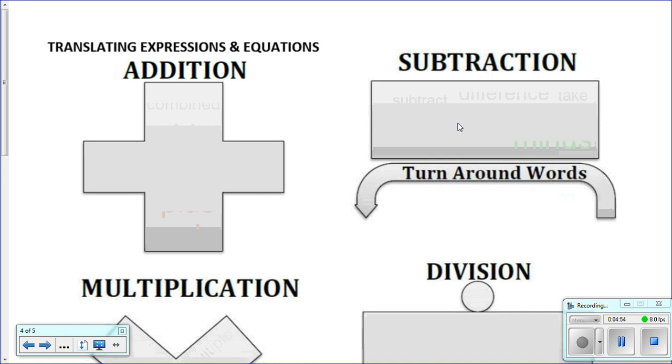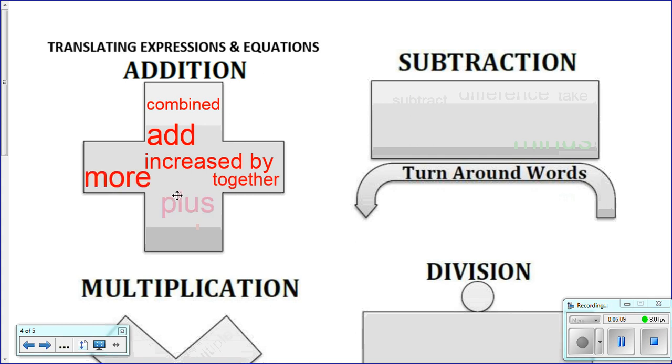Okay, so now you should have filled this in. We're going to check them, make sure that you did it okay. So addition actually means combine when you say to combine like terms. So you could use the word combined, add, increase by, together, more, plus, and. Pause the video so you can get them all down, and then we'll go on.